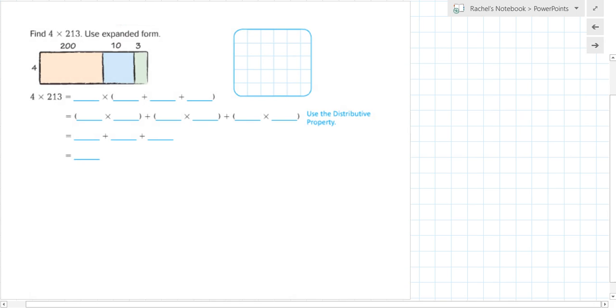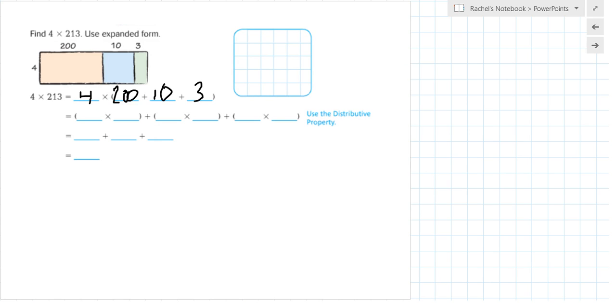Also in the student spiral, we did this example where the distributive property is shown. We're going to use the expanded form. The number that we're multiplying is 4. We want to break up 213 in expanded form with 3 add-ins. So 200, 10, and 3. That is the same thing as saying 4 times each of those numbers. 4 times 200, 4 times 10, 4 times 3.